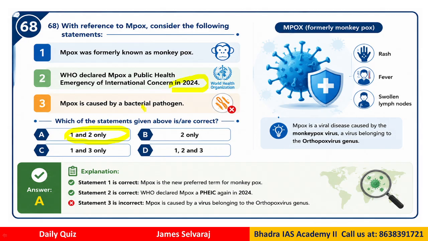Mpox is caused by a bacterial pathogen, right? So that statement is where we have a problem. So statement 3 is not correct. Why? Mpox is caused by a virus belonging to the Orthopoxvirus genus, right? So that is where we have a problem with this statement number 3. So the correct answer is A, only 1 and 2.